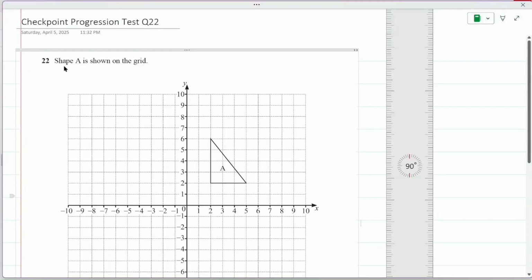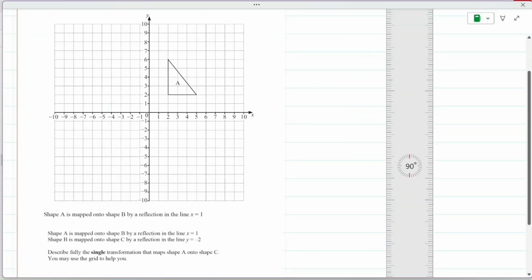Question 22 says, shape A is shown on the grid. This is shape A, you have it on the grid. Let's go down to see more on the question. You have shape A is mapped onto shape B by a reflection in the line x equals 1.